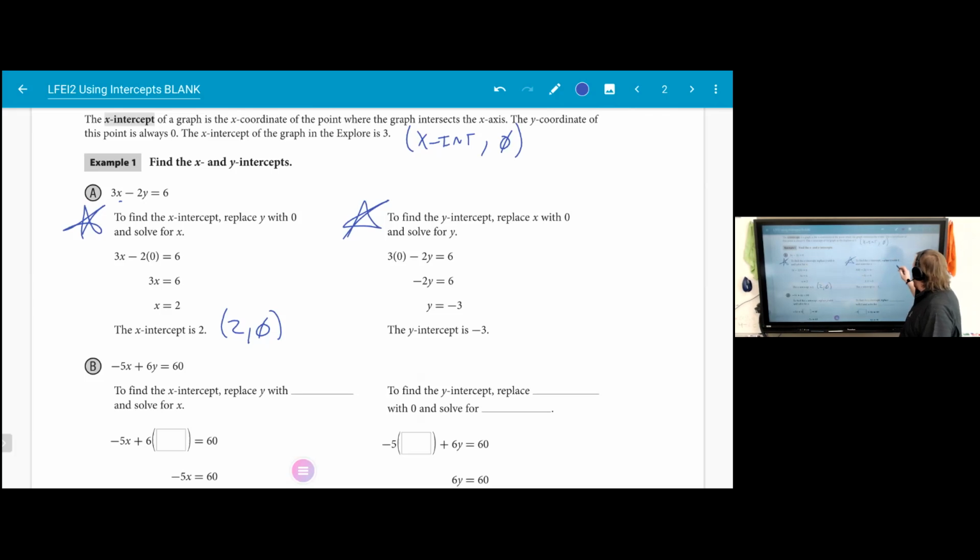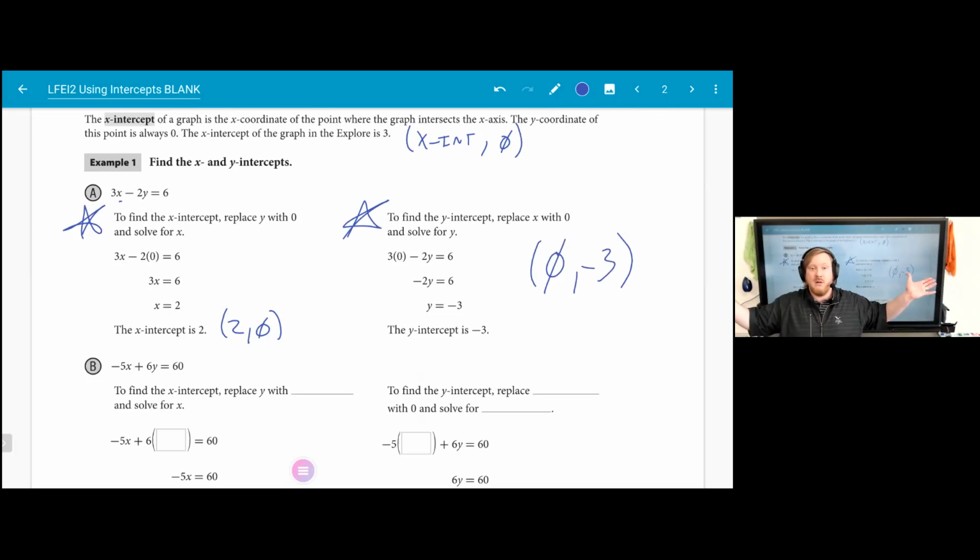We replaced x with 0 and found our y-intercept. Okay, this is it. This is all we got.